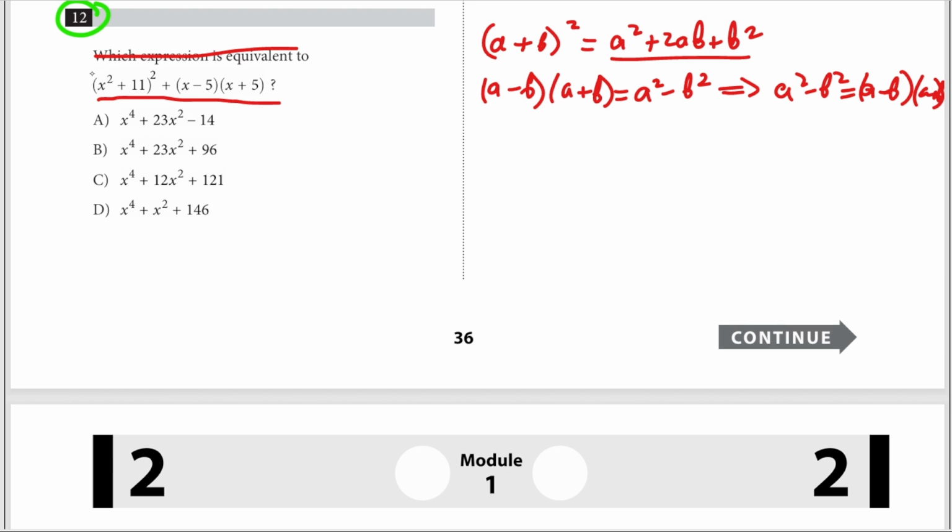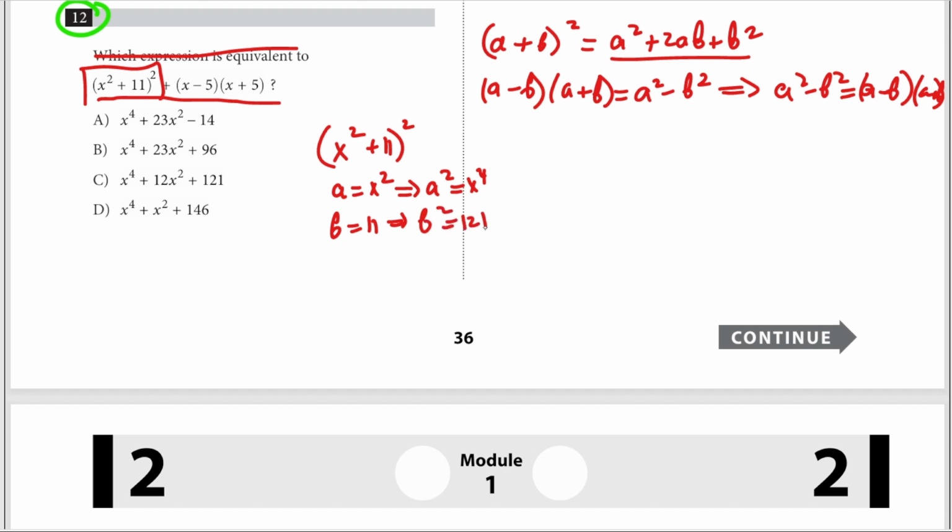So in this case, this expression is a plus b squared. So we got x squared plus 11 squared, where our a is equal to x squared, our b is equal to 11. So therefore, a squared is going to be equal to x to the fourth, and b squared is going to be equal to 121. Now, 2ab is equal to 2 times x squared times 11, which is equal to 22x squared.